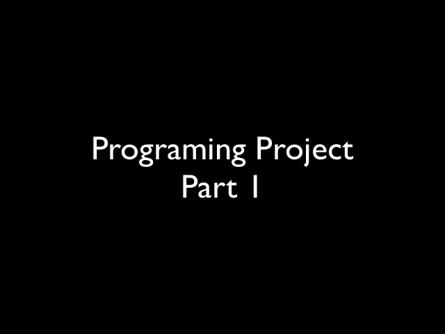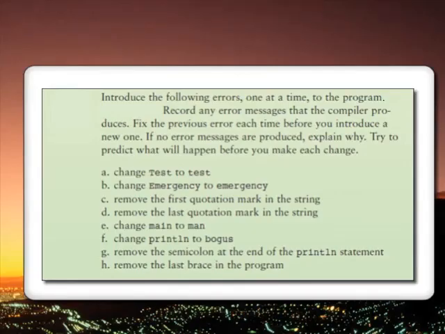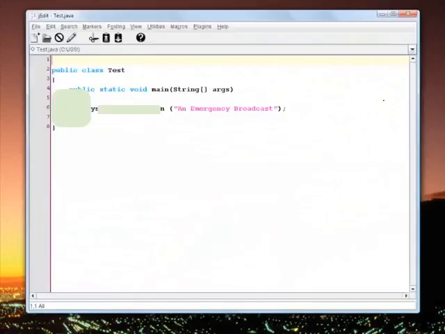Looking at the problem specification, we see that we are supposed to take the short program that's presented in the previous programming project and introduce a series of errors one at a time to see what happens. So it's not a typical programming project, but it's a good exercise in predicting and exploring the effects of different kinds of errors. Pull up my editor here, which already has it loaded up.